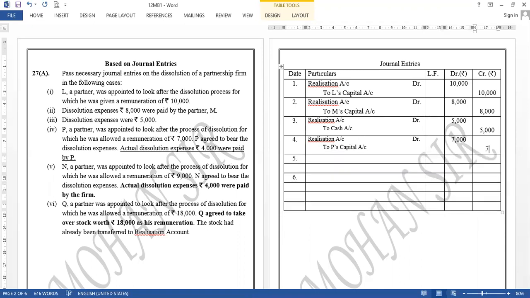Okay, now what? So, जो 4,000 rupees P ने pay किए, उसका क्या करेंगे? No entry. No entry. उसका entry नहीं होगा. That's very correct. Because P was to bear and P has paid those expenses, so firm has nothing to do in that. Firm has to look after the expenses as a remuneration what the firm is supposed to pay. So 7,000 देना था P को, तो वो realization to P's capital हम entry कर चुके हैं.